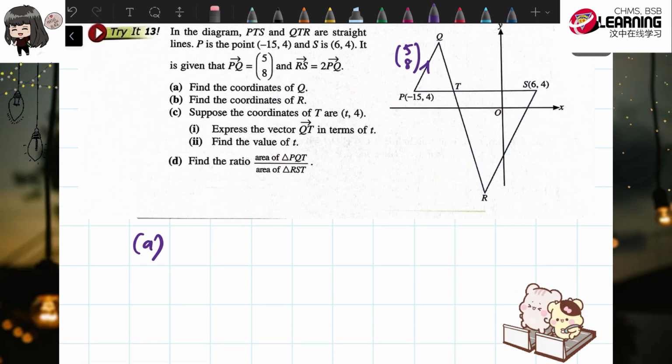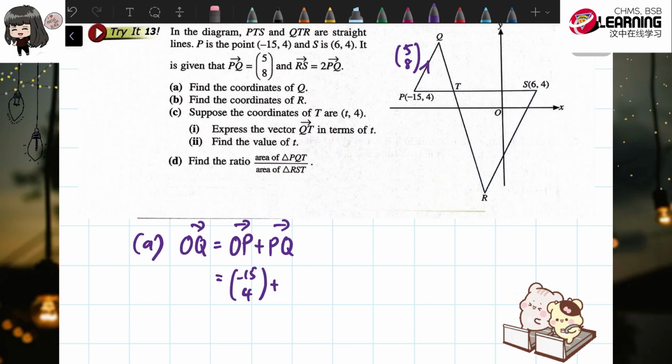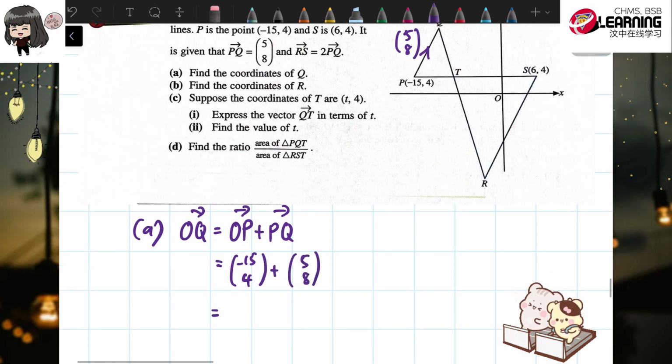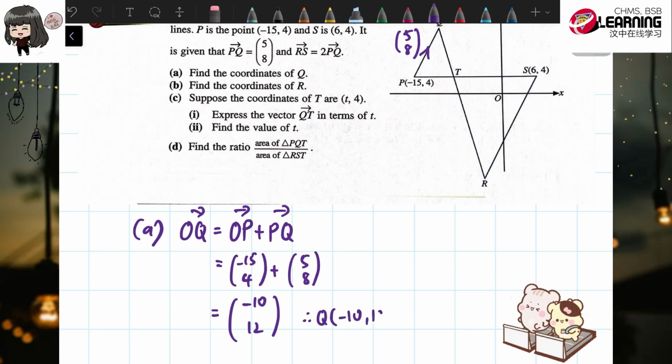So you can use the vector method. OQ is equal to OP plus PQ. O goes to P first and then P goes to Q. For O to P, you already have the coordinate (-15, 4), and PQ, you already have (5, 8). So you add and you will get -10 and 12. So your coordinate of Q is (-10, 12). You must write it in coordinate form.